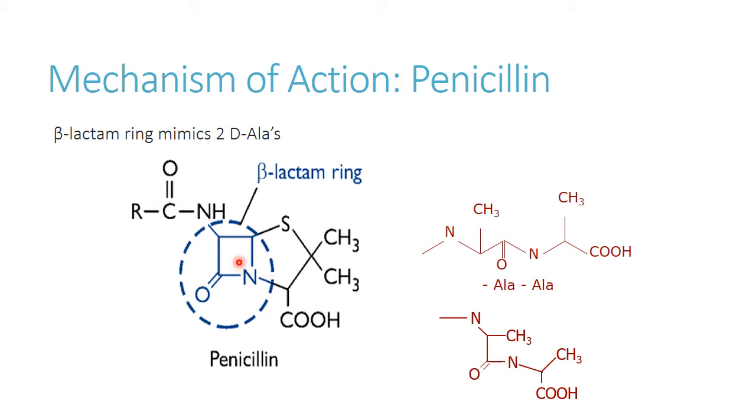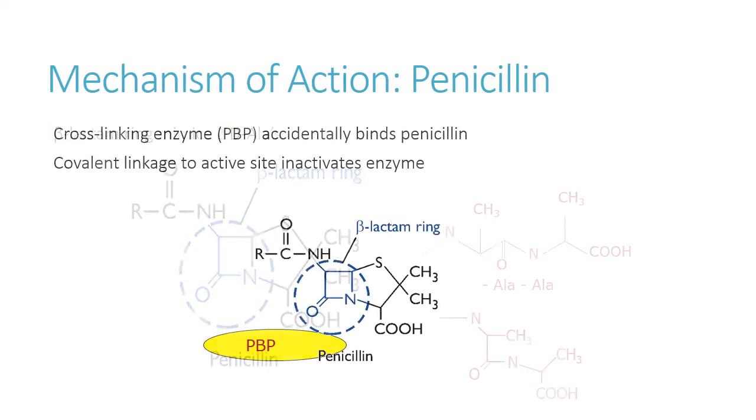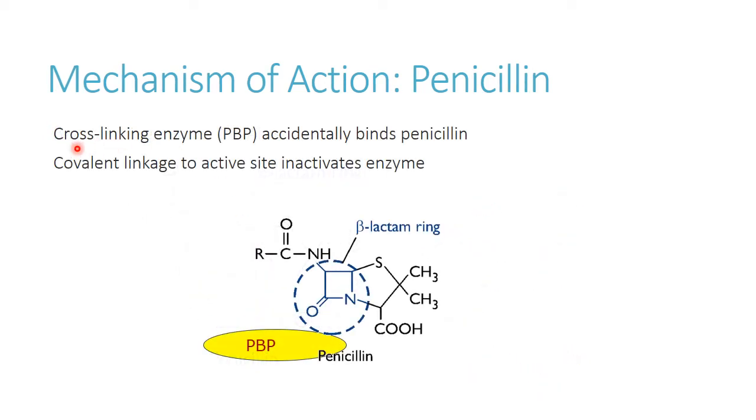Basically, what this is going to do is try to mimic what the normal bacteria would be binding anyway, and there's a specific protein we're going to look at where that will inhibit that activity. There's a cross-linking enzyme the bacteria produces called a penicillin binding protein. It's pretty easy to remember, right? Penicillins affect the penicillin binding protein, because that was the first thing we figured out that would bind to that. Instead of working with those two D-alanines, it's going to bind specifically to penicillin, and this is going to cause a covalent linkage to occur and will inactivate that enzyme.